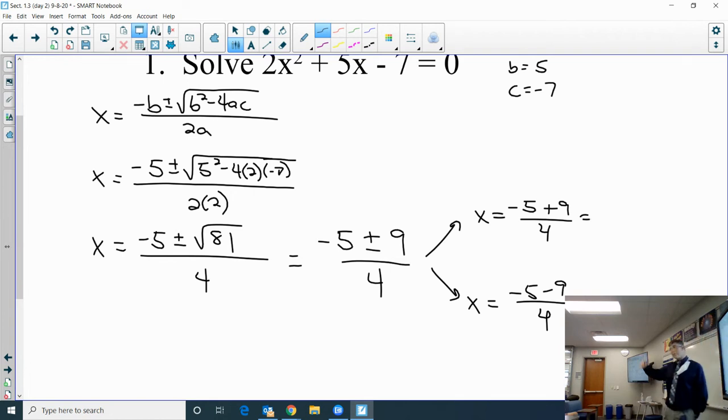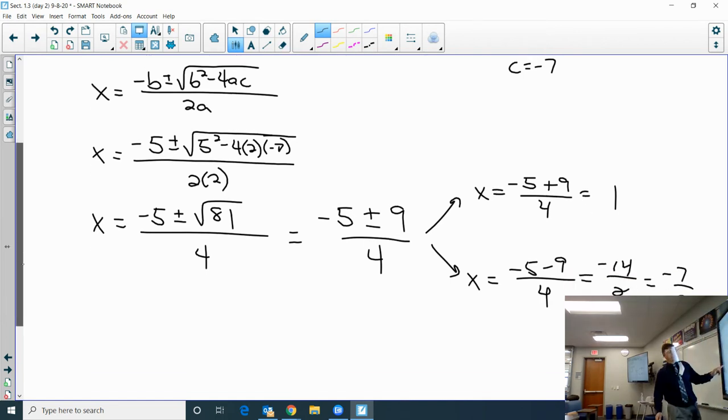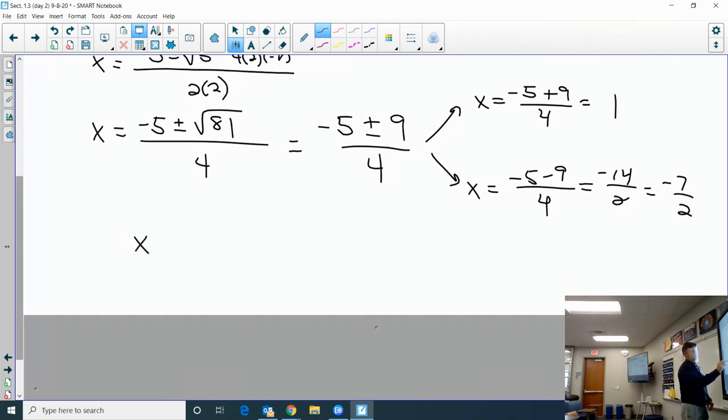Keep going all the way to simplify. Negative 5 plus 9 is 4. 4 divided by 4 is 1. So it's just a 1. Don't leave it like the fraction when one of your answers is 1. Now the other one is negative 14 over 4. You can leave this as negative 7 halves, that's fine. So those are your two answers: negative 7 halves, 1.